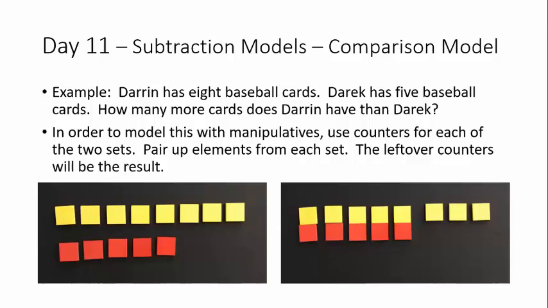To model this with manipulatives, you would lay out the number of items that each student has. So Darren has 8 baseball cards, and I have represented it here with 8 yellow color tiles. Derek has 5 baseball cards. I have represented those with 5 red tiles. You pair up the elements from each set, as I've done here. The result is the number of counters that are left over.